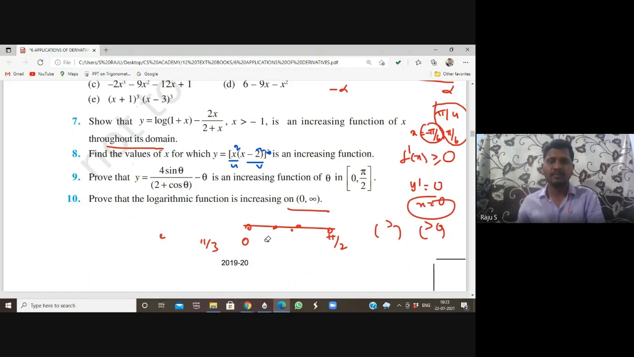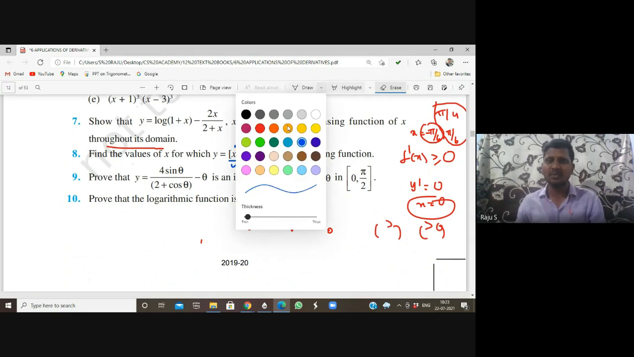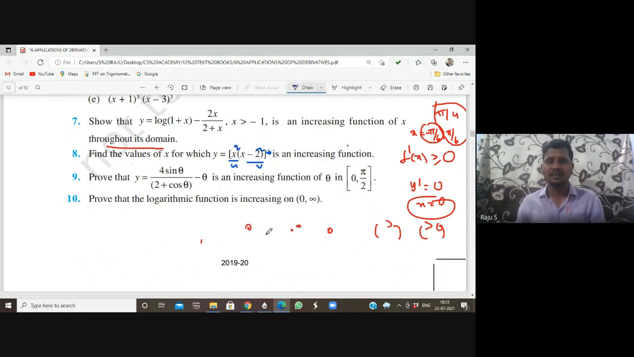Okay, next, logarithmic function. Prove that the logarithmic function is increasing on 0 to infinity. Graphically we know that f of x is always an increasing function. This is the point 1 comma 0. So the graph is like this.